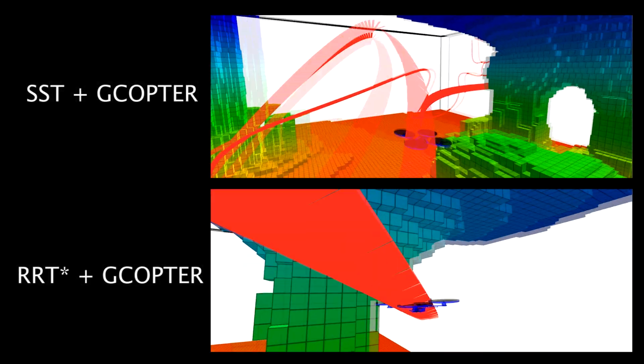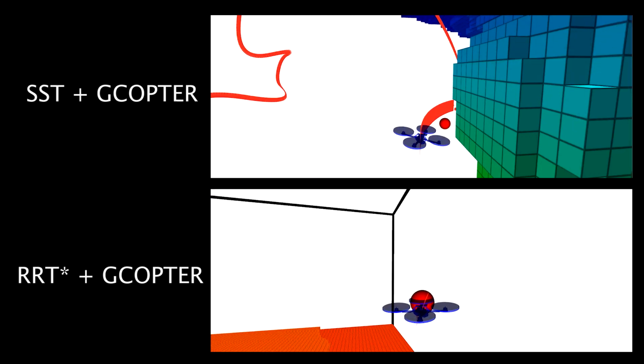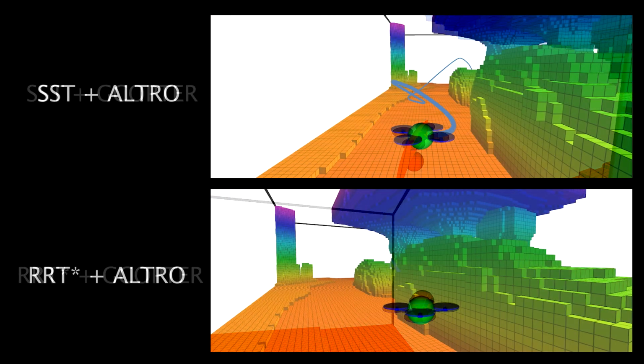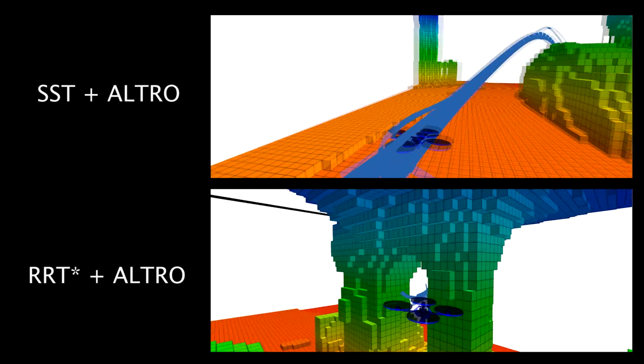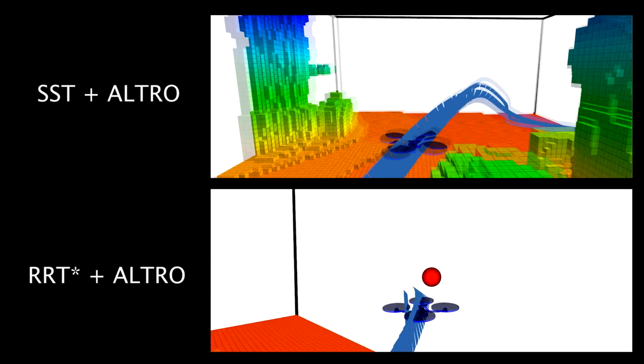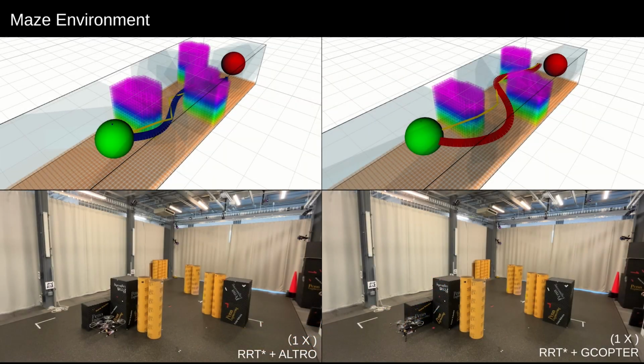Here we identify a scenario where a higher fidelity front-end is problematic. SST plans in input space, making finding a short and direct solution difficult. On the other hand, RRT star, operating in just 3D, plans a much more direct path. We also exemplify the differences between back-end planners here using real experiments.